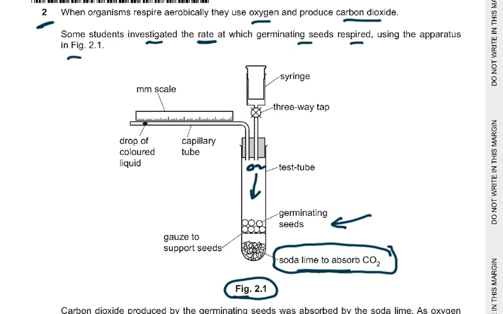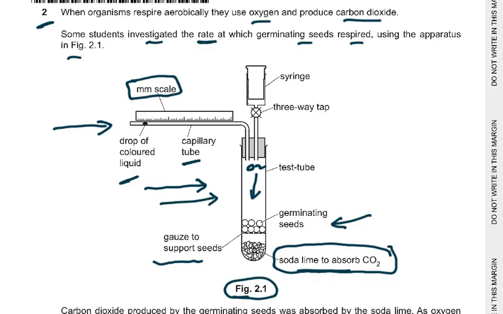by the germinating seeds, gauze to support the seeds. We don't want the seeds to fall into the chemical. Then there's a drop of colored liquid, there's a capillary tube, there's a millimeter scale, and this drop is going to move this way. Why? Because the oxygen is going to be used up and a pressure difference is going to be created. And so more pressure will push this drop of colored liquid towards this side. Then there's a syringe and there's a three-way tap, because you're going to use the syringe to push this colored liquid. When you've done one reading, now you need to reset the apparatus and push it back here.